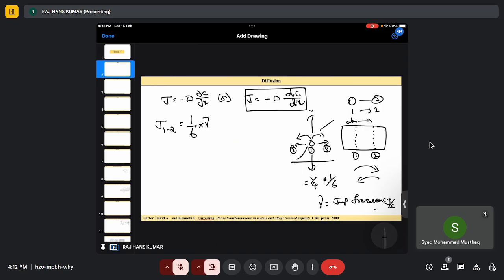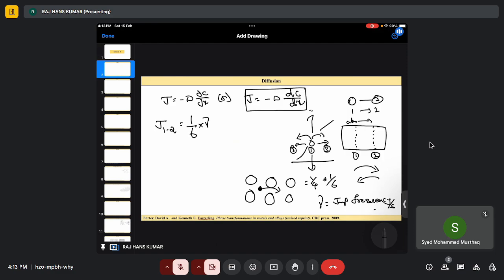So atoms will be trying to jump. For example, these are the atoms. Okay. Now my atom is sitting here, another atom. Now this atom tries to jump from here to here, right? So it has to squeeze in between this atom. So not every jump will be a successful jump, right?